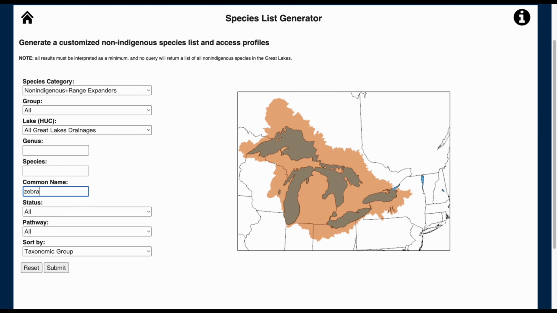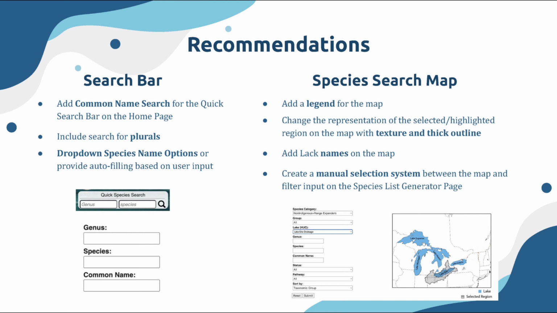In addition, the system does not accept plural input, and users can feel frustrated due to the lack of error prevention. We recommend GLANSIS add a stemming function in the search bar so that both the singular and plural form of the noun can be recognized. We also suggest the website provide drop-down species name options based on the user input.